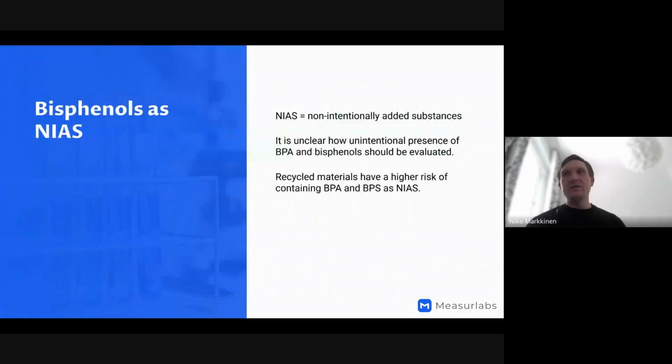So the last but not least would be discussion, and I think this would be the most relevant case for most people. If the bisphenols are either expected or unexpected NIAS in the material, how you should evaluate that result. In general, if the BPA is not used there, it's unlikely to be there. But some materials, in particular recycled materials, have a higher risk of BPA or BPS presence.